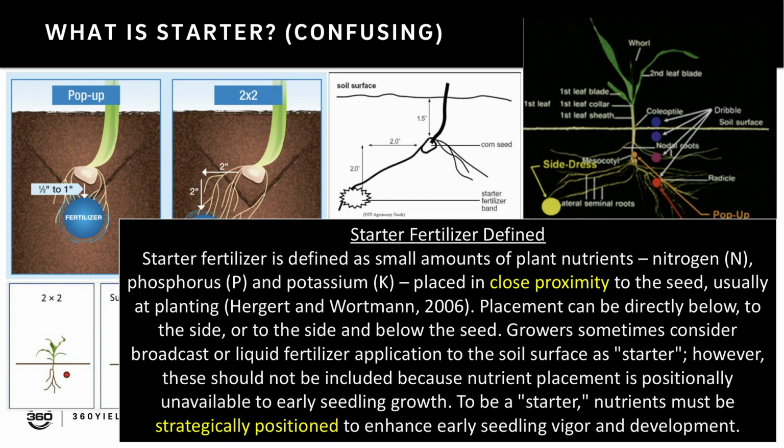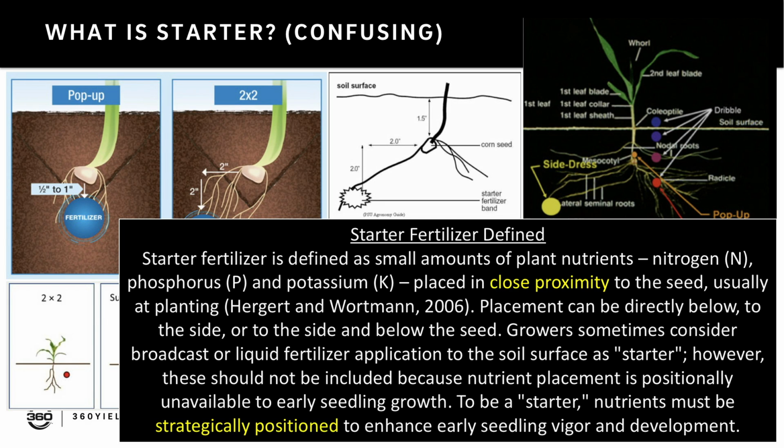Starter fertilizer is defined as small amounts of plant nutrients, N, P, and K. We're going to be talking mostly about P in this talk. Small amounts of plant nutrients placed in close proximity to the seed, usually at planting. Placement can be directly below, to the side, to the side and below.